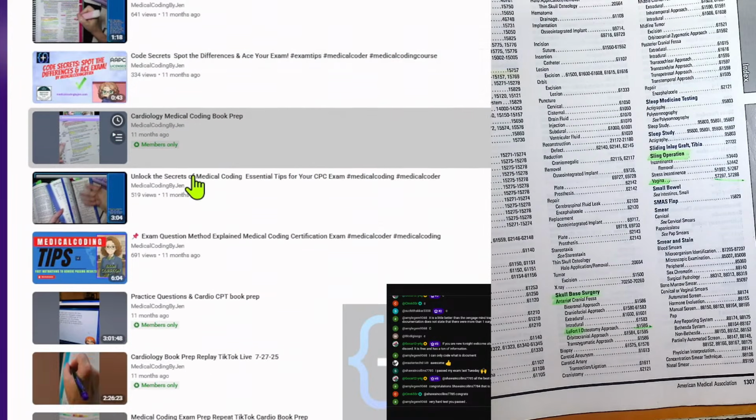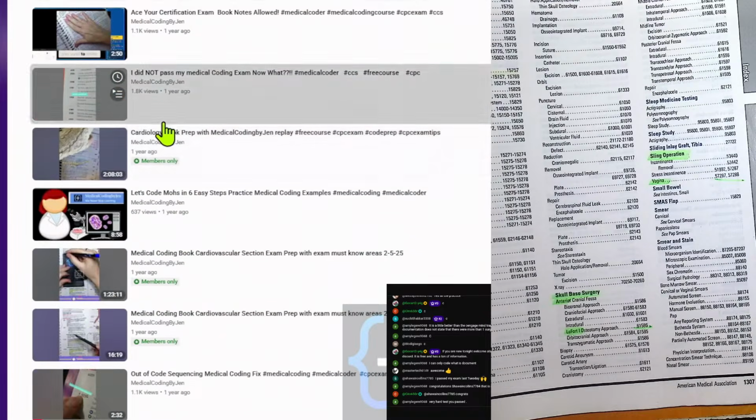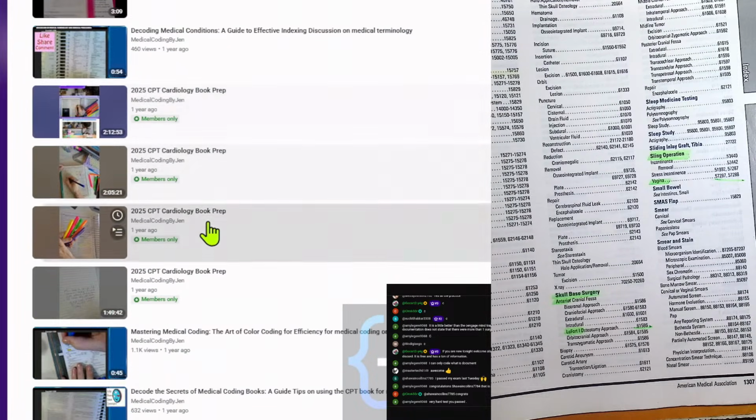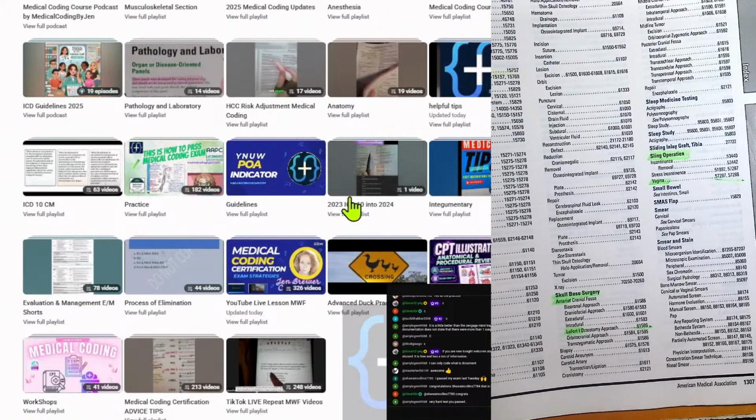And like cardiovascular, I've done some in every section so that you guys can follow along and at least get you started in every section of the entire CPT or ICD-10 book, in every chapter, so that you guys can at least get started and do the rest on your own.